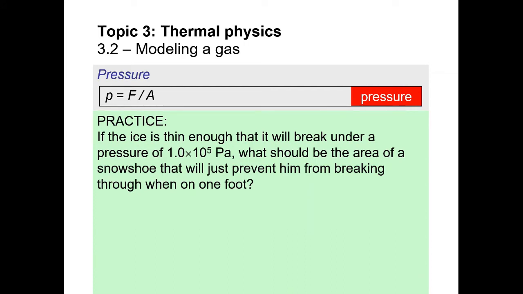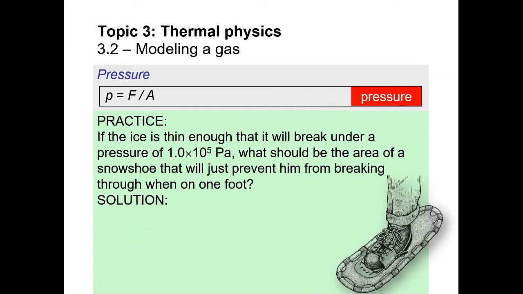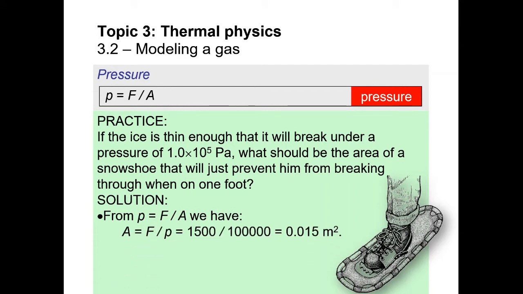If the ice is thin enough that it will break under a pressure of 1 times 10 to the 5 Pascal or 100,000 Pascal, what should be the area of the snowshoe that will just prevent him from breaking through when on 1 foot? We know the pressure equals force over area. Now the question is asking the area. Area equals force divided by pressure. And the force, the weight of the man, did not change, so that is 1500 divided by the pressure, now 100,000. That gives us 0.015 square meter.